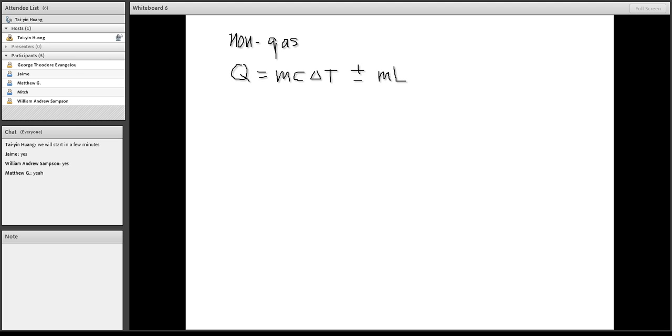So mass times specific heat times the temperature change, plus or minus the mass of the object that undergoes phase transition times L, and L is the heat of transformation. So it can be the heat of vaporization or the heat of fusion, depending on which phase transition is taking place. As I mentioned in class, you do want to make sure that everything is in SI units so that you won't make a mistake.